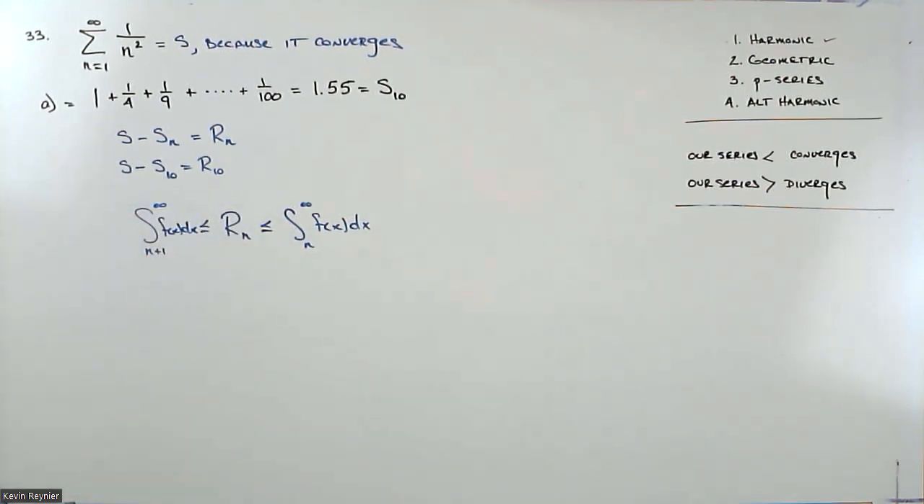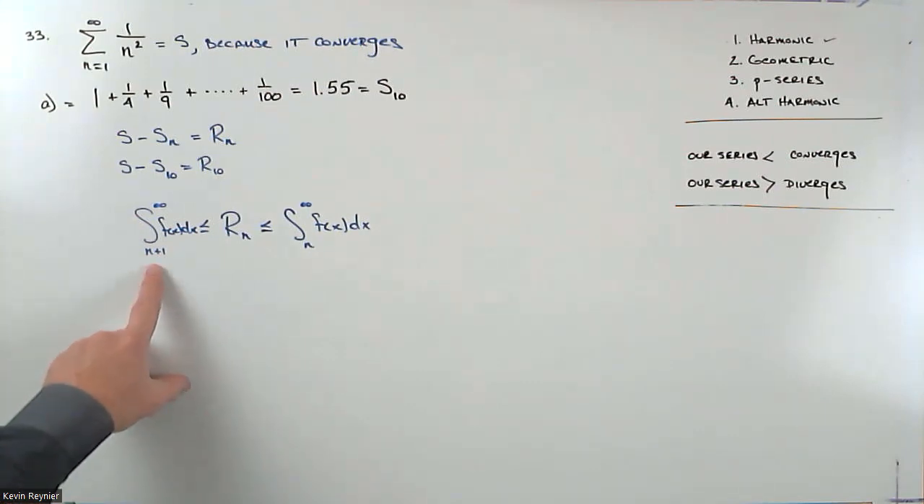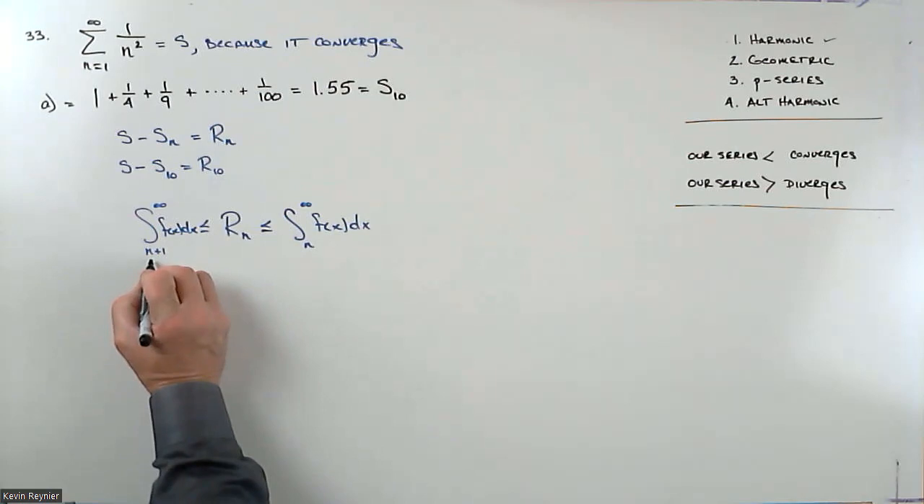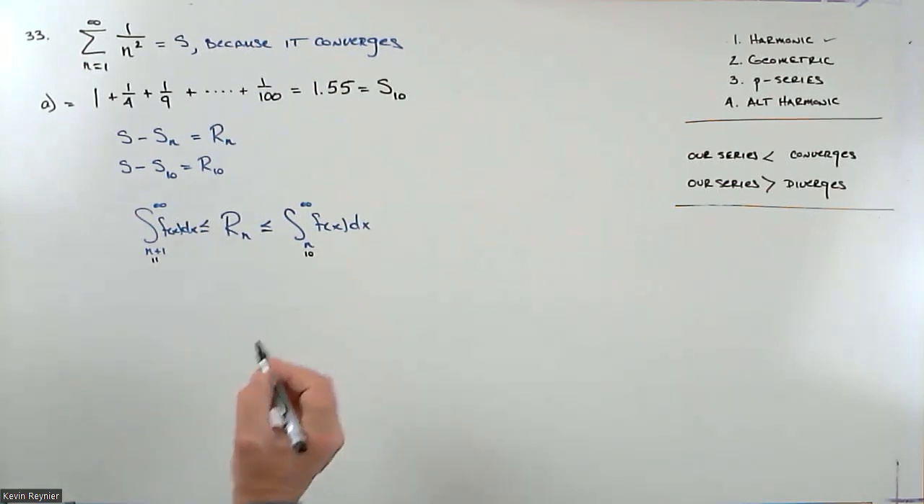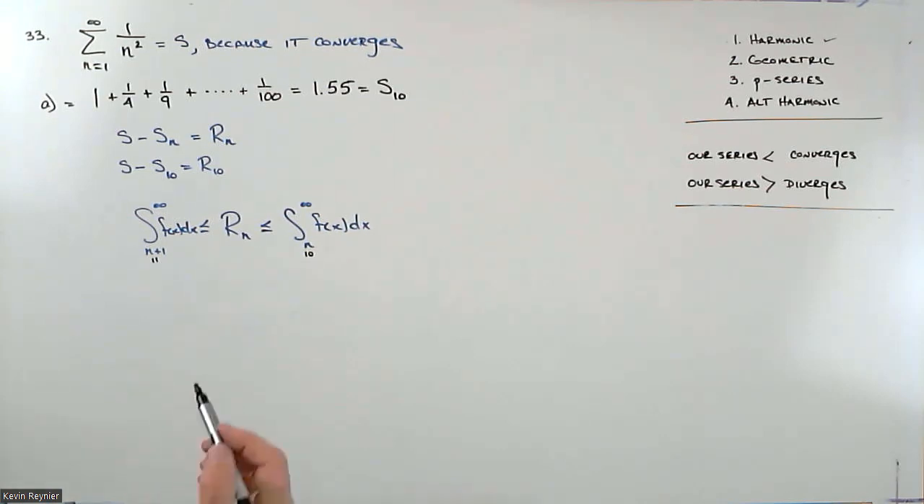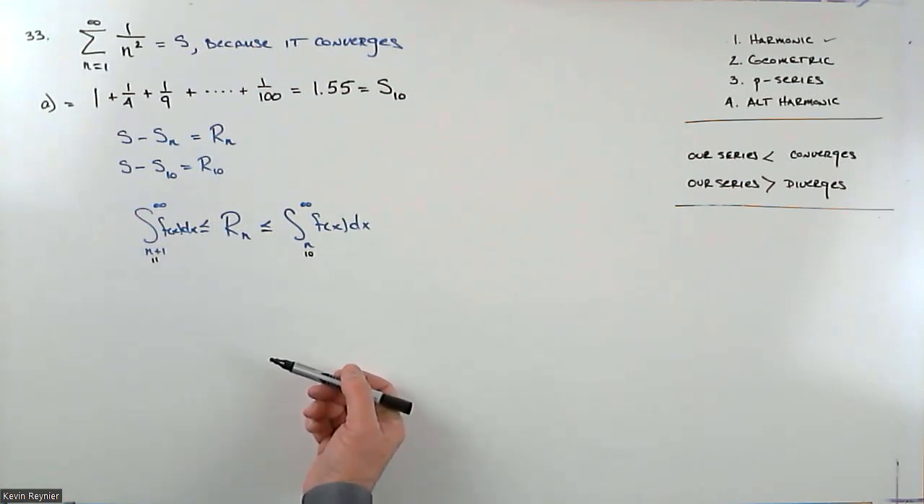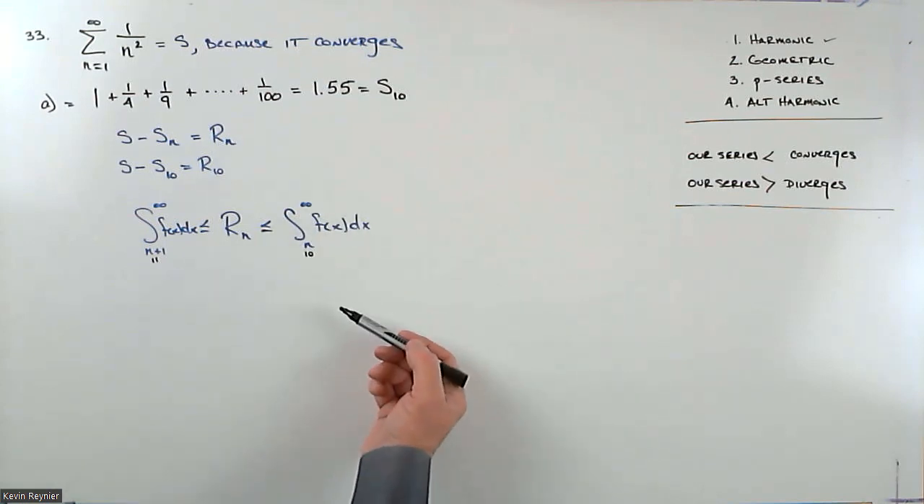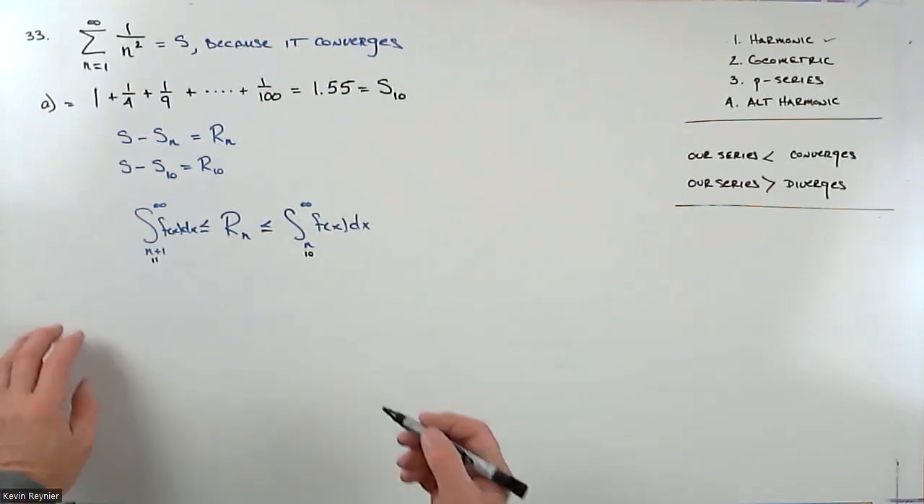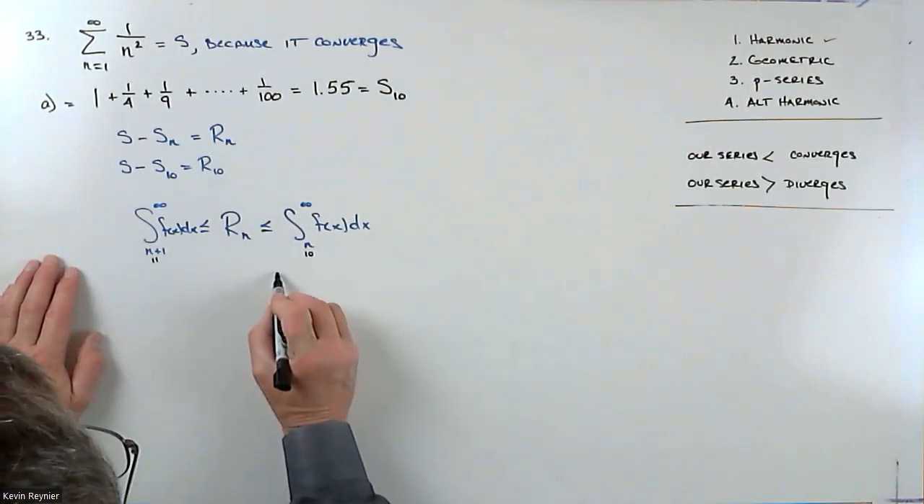So the remainder is bounded below and bounded above by two improper integrals. For us, we know what n is, right? n for us is 10, so this is 11 down here, and this is 10 here. So our error is stuck between these two values. Now, we can find both of these, can't we? We can integrate this.